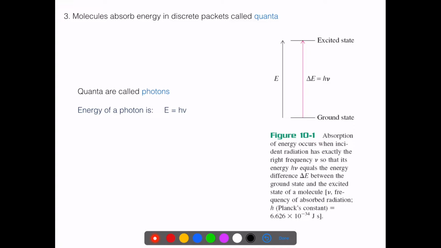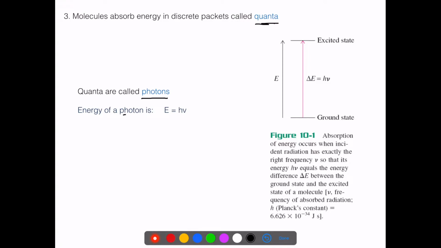Just to continue on that thought, the idea is that these molecules are absorbing discrete packets, which we can call quanta. Quanta are also called photons, and in a lot of ways we can use those two terms interchangeably. So the amount of energy, the packet of energy that a molecule absorbs, is called a quanta, which we can also refer to as a photon.